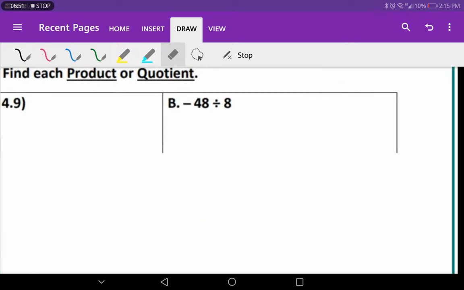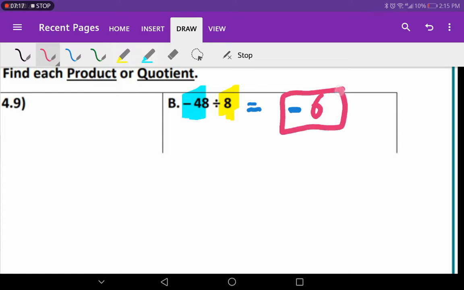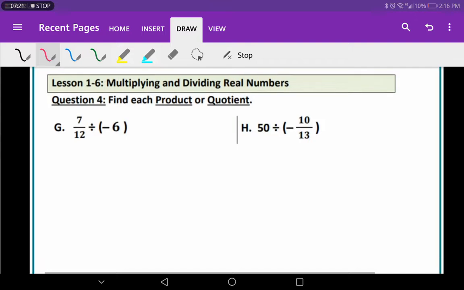Now it is negative 48 divided by 8. As we said, if I have one negative factor and the other one is positive, that means the answer must be negative all of the time. 48 divided by 8 is 6. Correct me if I made a mistake. So it is negative 6. Okay, we are done from this.